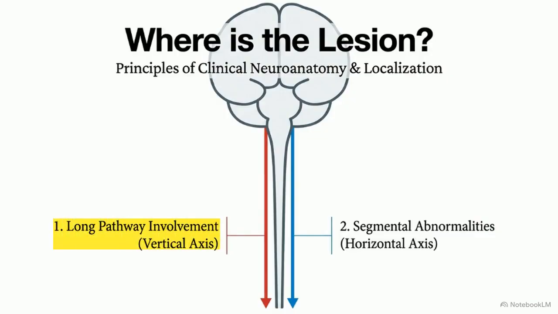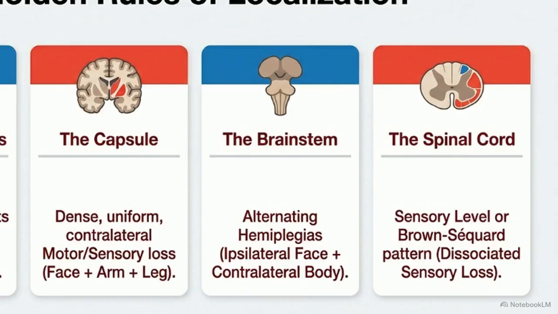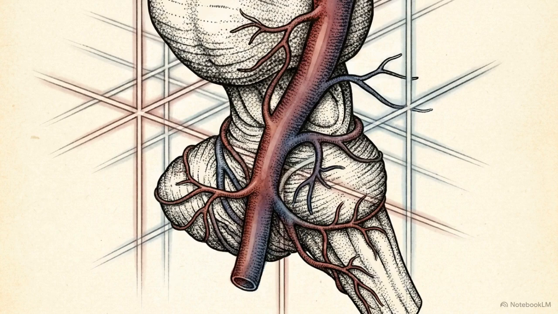The vertical axis represents the long crossing pathways descending for motor control and ascending for sensory feedback. Intersecting them is the horizontal axis, which represents the uncrossed segmental cranial nerve nuclei operating at specific anatomical levels. This chart summarizes the definitive rule. It is the intersection of these axes that dictates the alternating hemiplegic presentation, pairing an ipsilateral facial deficit with a contralateral body deficit.